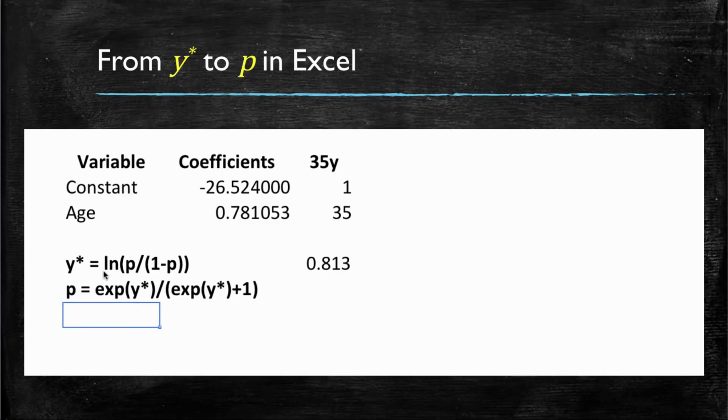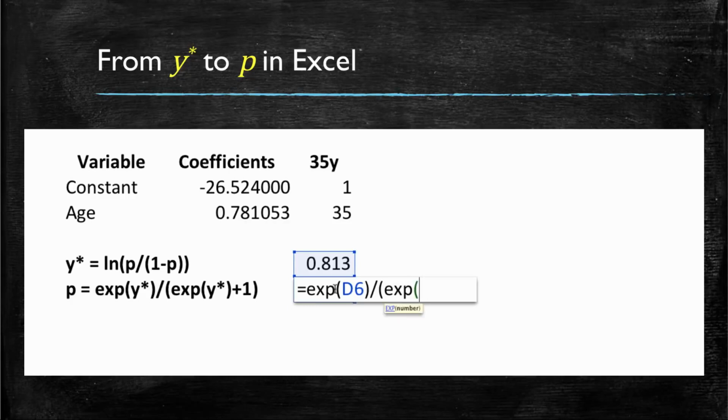So what we must simply do now is compute this formula, and I'm going to do it right here. I'm going to say that p is the exponent of the value I found for y star divided by the exponent of y star plus 1. Okay, I'm going to hit enter. And now we have found that the probability of a 35-year-old customer from subscribing to the magazine is 69.3%. And this is very nice.